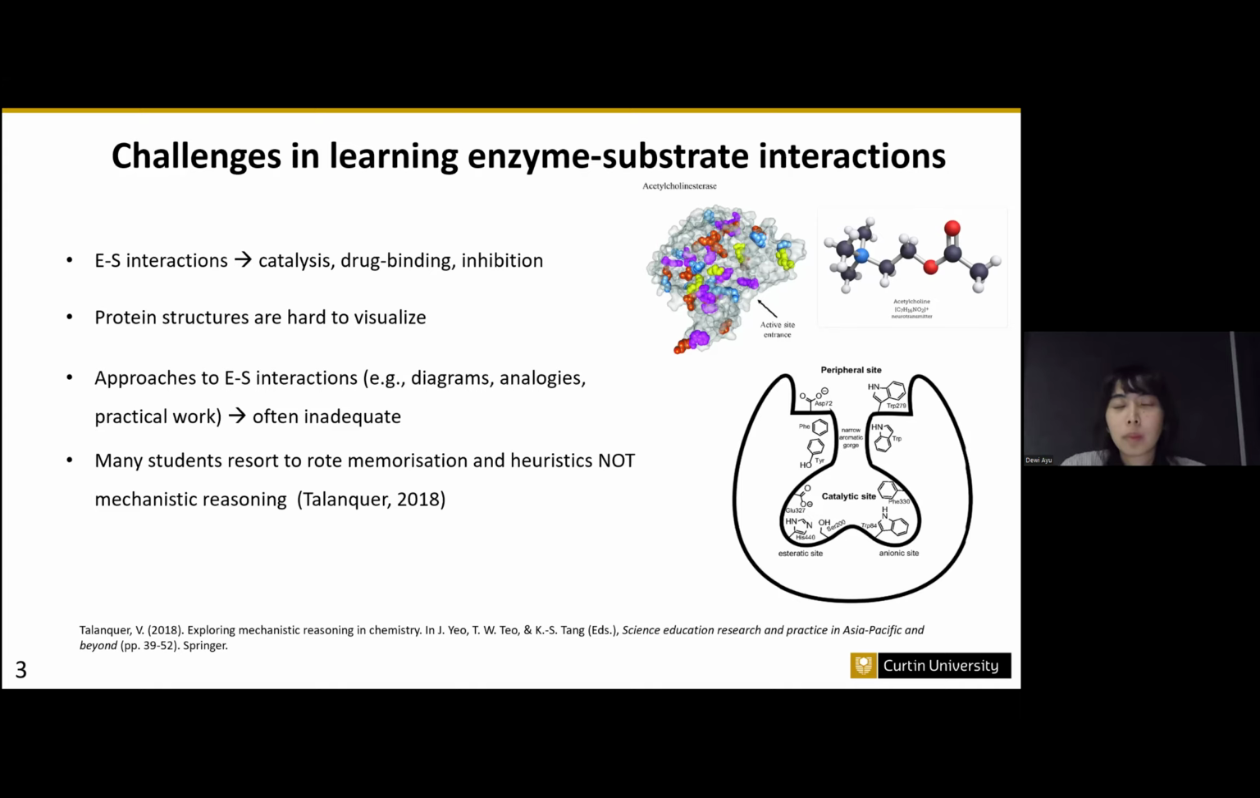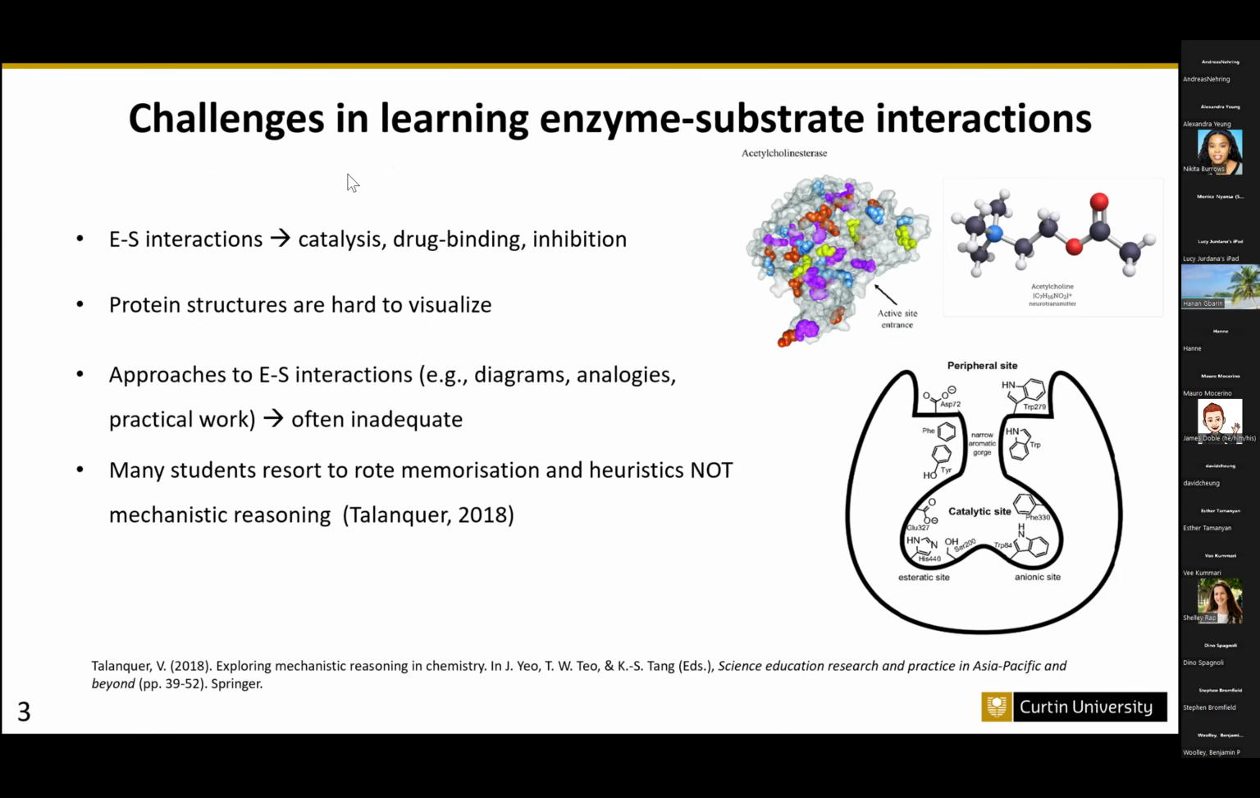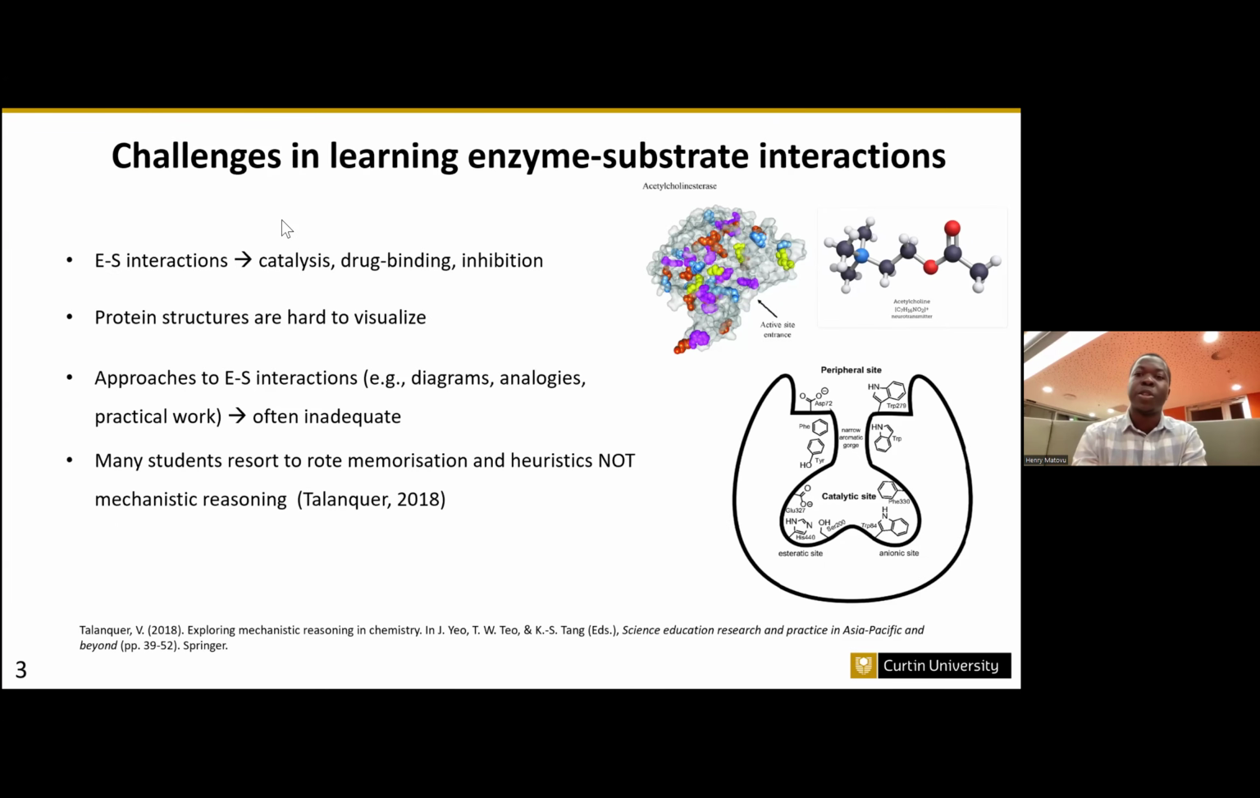When we teach, sometimes we use diagrams, sometimes we use analogies, lock and key, or sometimes we use practical work. But all these strategies have their limitations. For instance, if we ask students to go to the lab and try out an experiment with enzymes, they could end up generating a bunch of numbers, but interpreting what these numbers mean in relation to what is actually happening at the molecular level is a bit challenging.